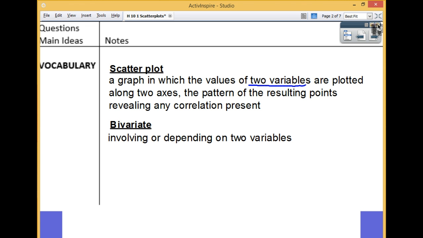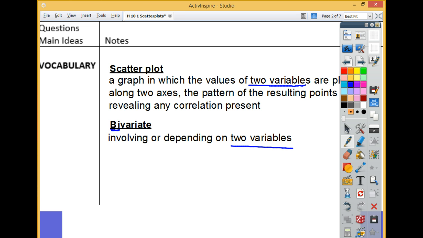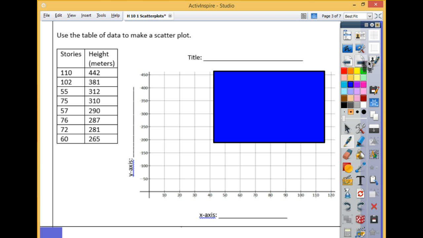Second vocab, bivariate, meaning bi, like a bicycle, two. You're talking bivariate data involving or depending on two variables. So basically our x and our y, because we're dealing with our coordinate plane. All right, scatter plot, bivariate data, going to the next page.